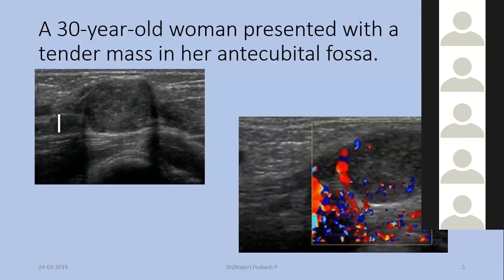I will say there is a well-defined isoechoic to hypoechoic lesion seen in the subcutaneous plane, with no posterior acoustic shadowing or posterior acoustic enhancement. The lesion has, in the proximal part, a linear hypoechoic line, which is seen in this first image on the left-hand side by an arrow mark. On Doppler, the lesion shows color uptake predominantly along the periphery with a few small specks of color uptake in the center.